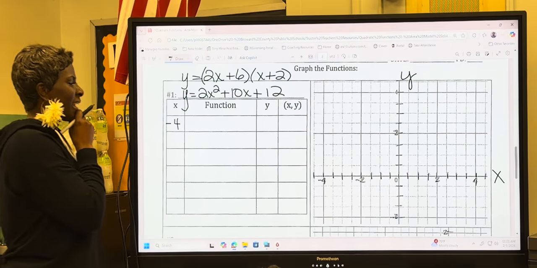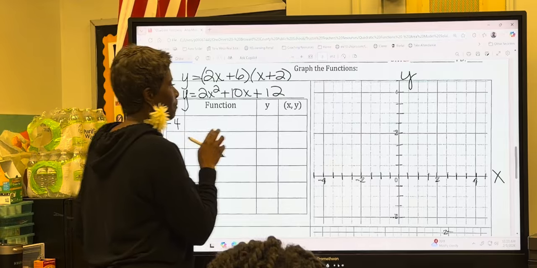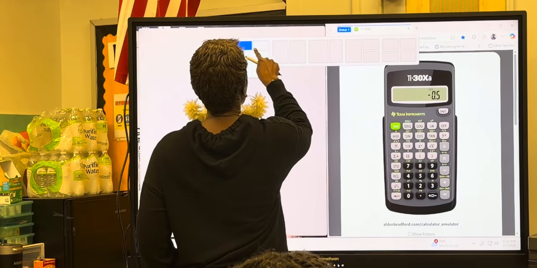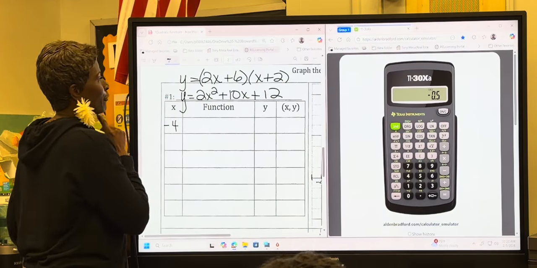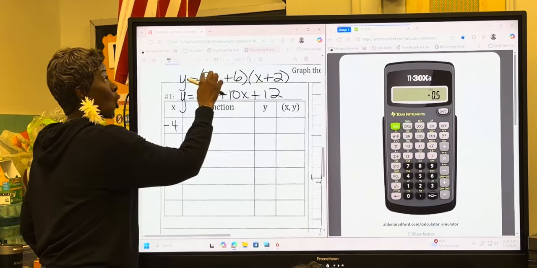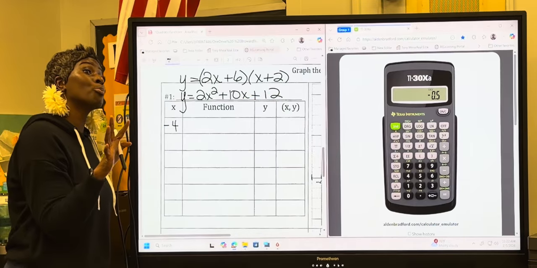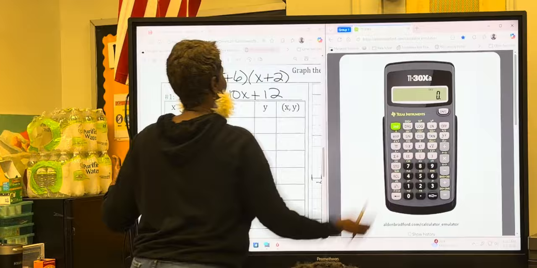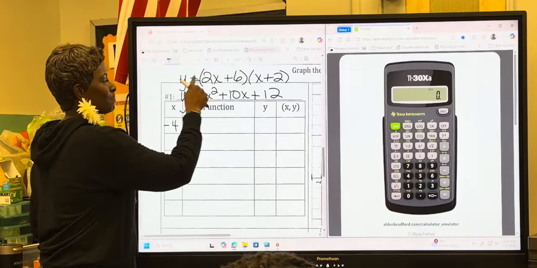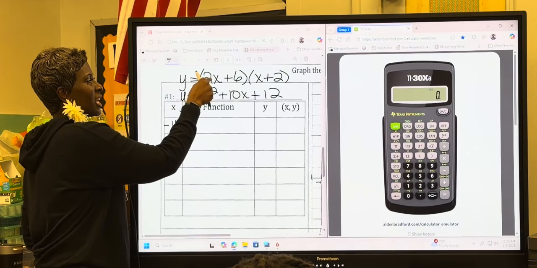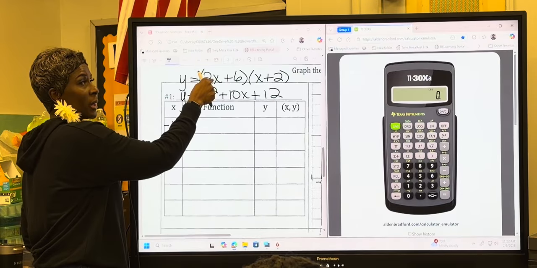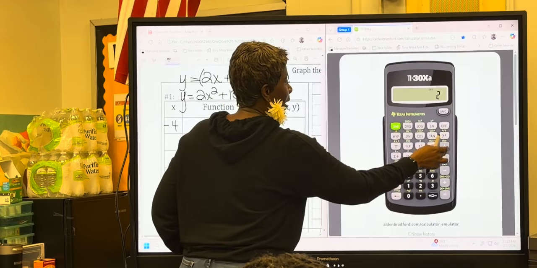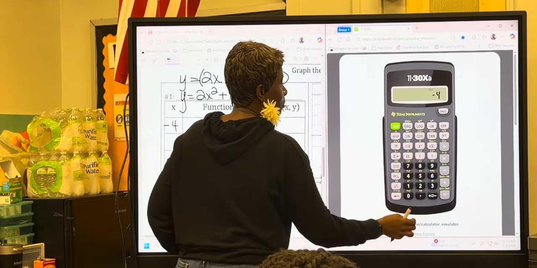If I plug in -4, let me pull up my calculator, because if I plug in -4, I can plug it in here, or I can plug it in here. I want to show you both. Are y'all with me? Calculators. Let's plug it into this first one. What am I going to put in the calculator? If x is -4, what am I going to put? 2 times 4, plus or minus, equals.